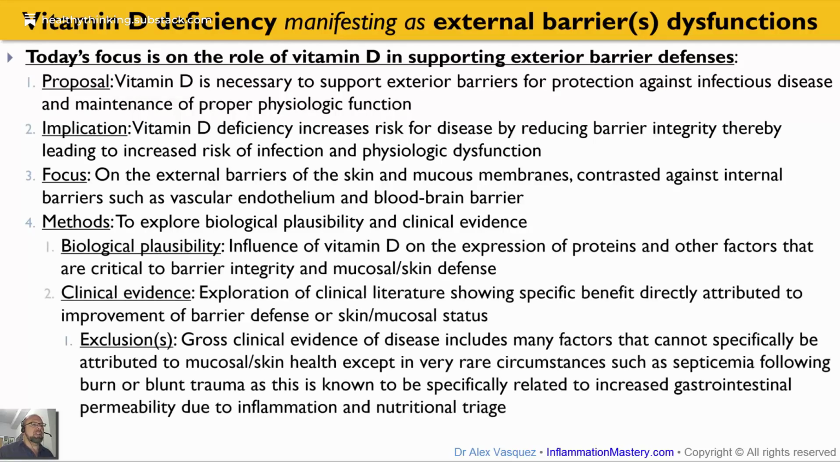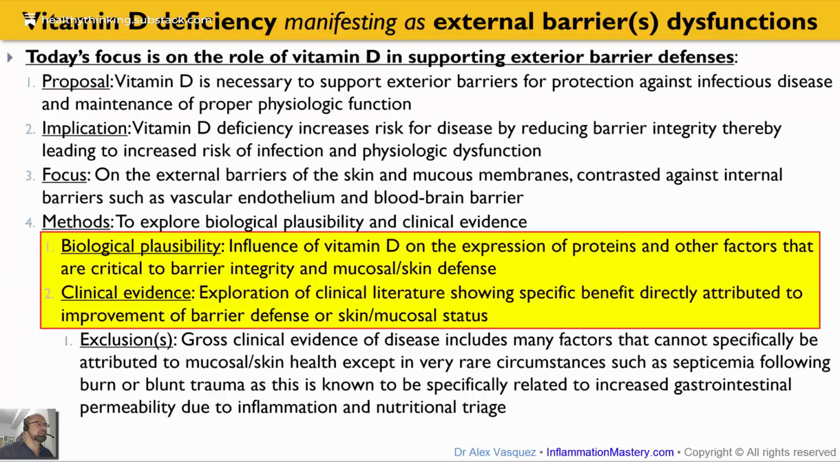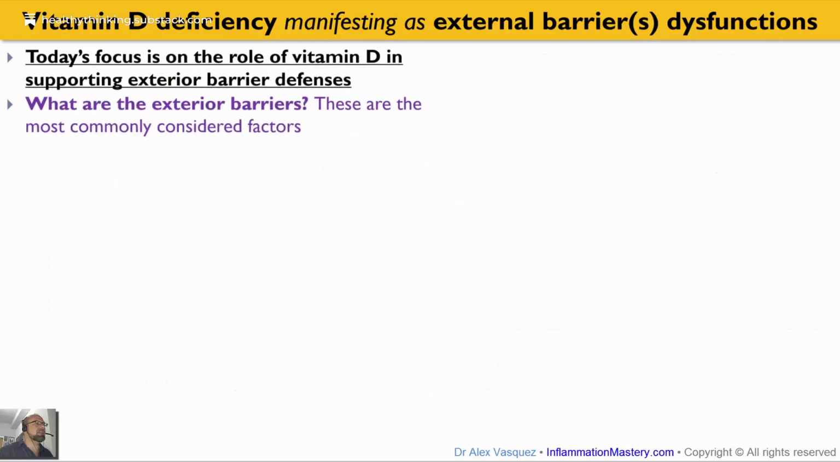And in this particular conversation, I'm going to try to avoid talking about, for example, gross clinical infections or obvious clinical infections, because that obviously involves other components of the immune and inflammatory response. What I'm going to focus on in today's conversation is simply the role of vitamin D and vitamin D deficiency in either maintaining or failing to maintain those external barriers. So again, focusing in today on biological plausibility, coupling that with clinical evidence.